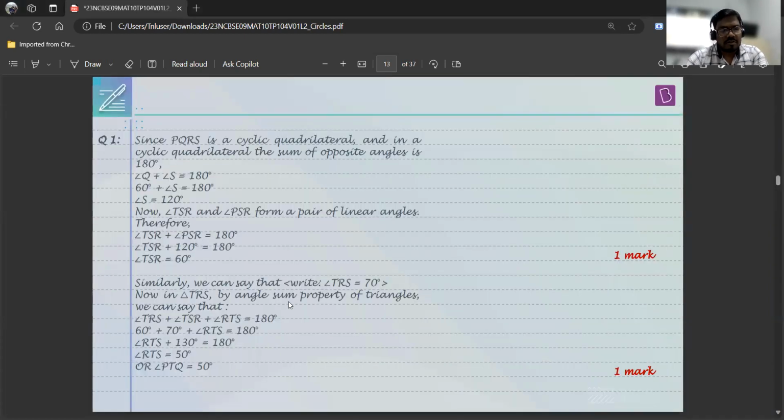So this is actually the solution for how to write it in the examination. Just see, TSR is given 60, up to here you will get 1 mark, then after the last step you will get 1 mark. 50 means if you solve like this, but not only like this, if you solve in the previous way, that's also you will get full marks. Okay, don't worry.